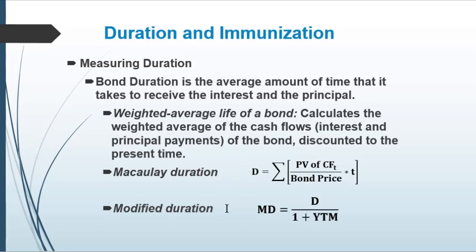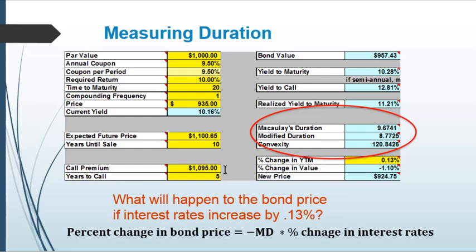Now the number that we want to use is adjusted for some upward bias. If you divide the duration by 1 plus the yield to maturity, that provides something called the modified duration. Macaulay's duration has a little bit of an upward bias with respect to the measure of risk. We want to adjust that somewhat. So if we look at this example that we've been talking about, here's this bond that we've been discussing, and here are the duration numbers. 9.67 is Macaulay's duration, and modified duration is 8.77.